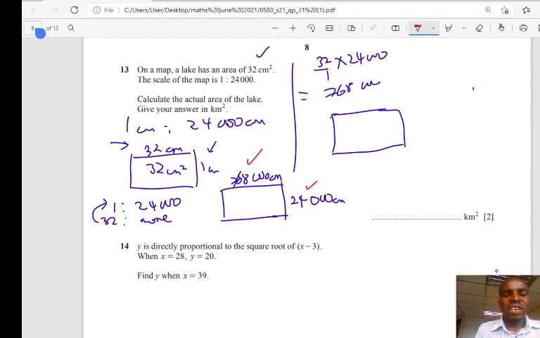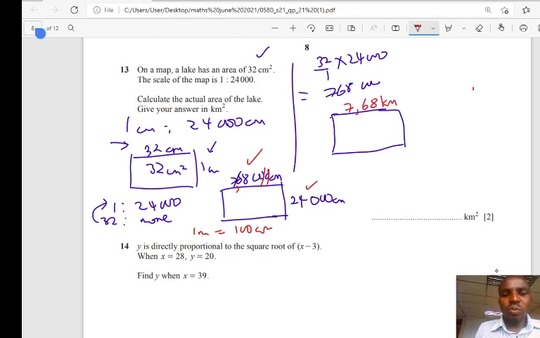768,000 to kilometers. First thing, to meters. 1 meter is equal to 100 centimeters, right? So you count the 2 zeros there to meters. Then to kilometers, you divide by 1,000. So your comma will be here. So it will be 7.68 kilometers.